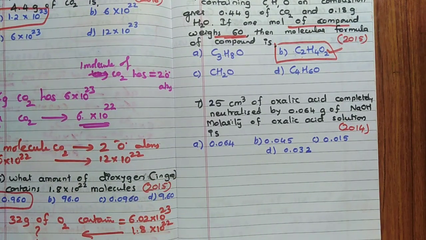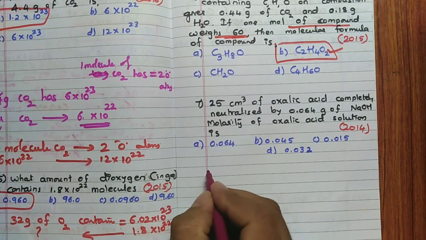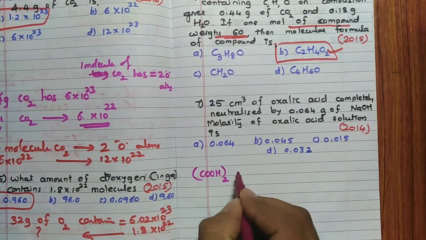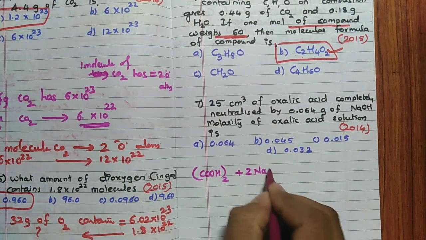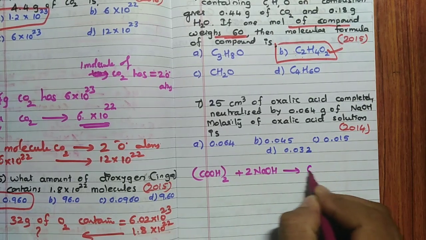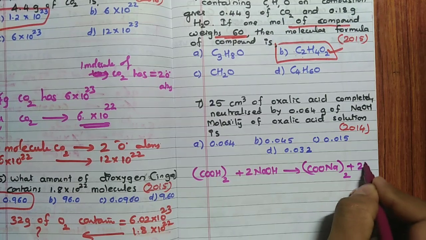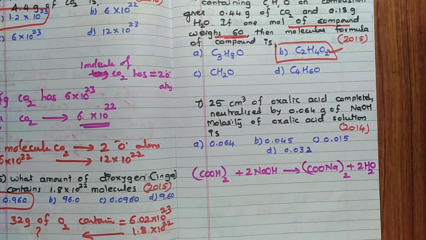Then, 7th. 25 cm cube of oxalic acid is completely neutralized by 0.064 grams of NaOH. Molarity of the oxalic acid solution is. So here we have to write the reaction. What is the reaction? See, (COOH)2, I will write. This is oxalic acid. It reacts with 2 moles of NaOH to give rise to (COONa)2 plus 2H2O. That is the reaction.